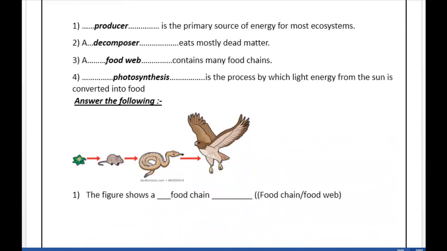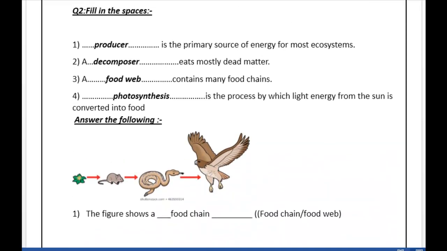Producer. Question number 2, fill in the spaces. Number 1 is the primary source of energy for most ecosystems. So it will be producer. Number 2, what eat mostly dead organisms or dead matter? Decomposers. Number 3, what contains many food chain? Food web. Number 4, what is the process which light energy from the sun is converted into food? It's the process of photosynthesis.